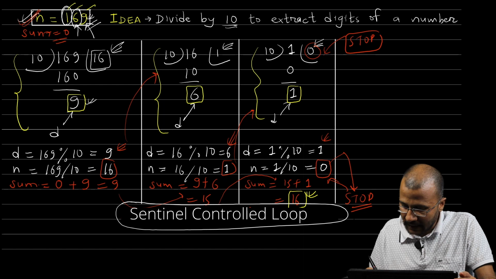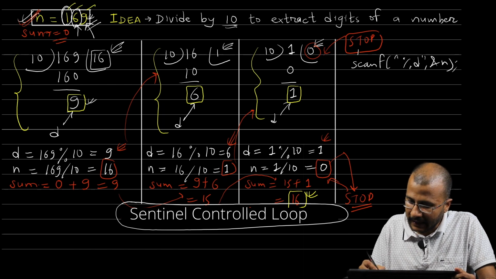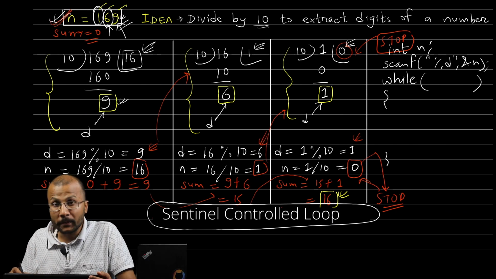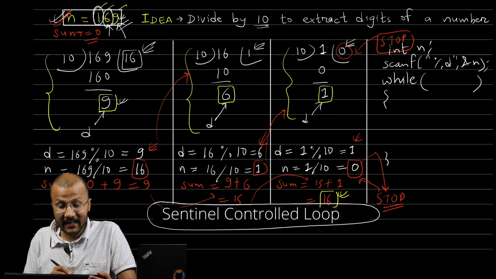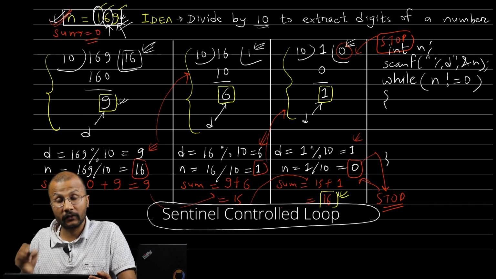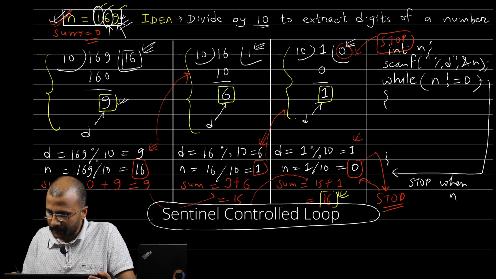Okay, so let's try to write this here. So first of all, let's scan the number. The number here is n, scanned from the user. I'm assuming that n is already declared here. Now I have to run a loop. Let's write a while loop. Now let's write down the condition. What would be the condition? The condition is, if n is not equal to 0, I'll repeat, right? n is not equal to 0 is my condition. Whenever n becomes 0, I'll have to stop, right? So I'll stop when n becomes 0.